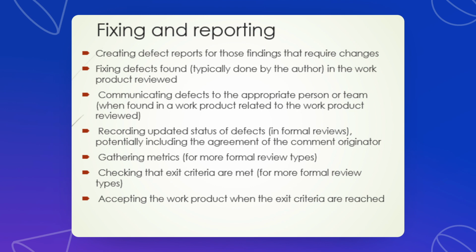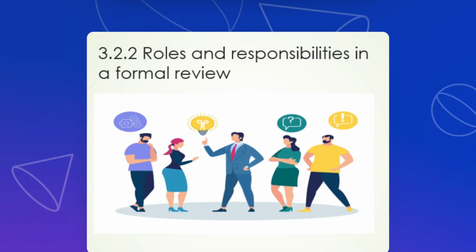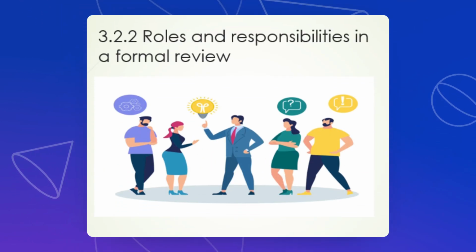So we need to gather the metrics, for example defect density, and check that the exit criteria are met for more formal review types. Okay, accepting the work product when the exit criteria are reached. When the exit criteria are reached, we need to accept it, otherwise we need to reject it. There are some roles and responsibilities in the formal review case: we have the team, management, author, moderator, recorder and so on. All have their own roles and responsibilities.